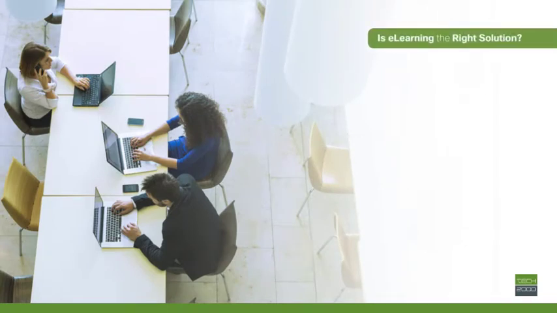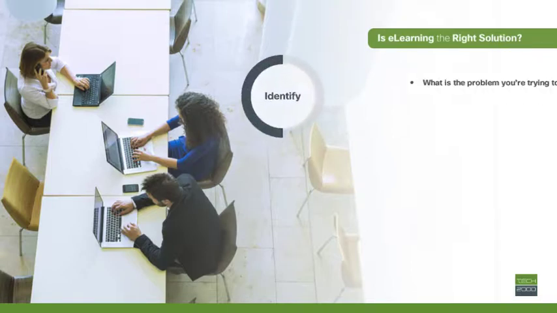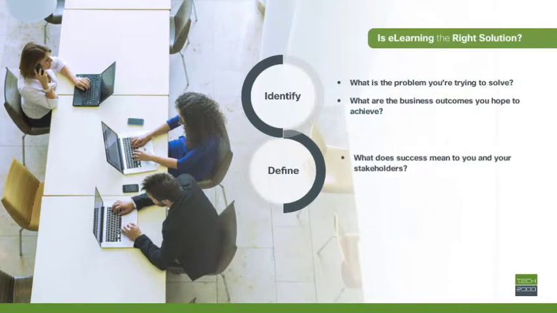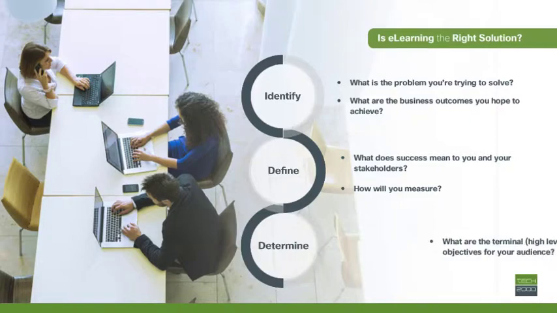Before you can even ask yourself if e-learning is the right solution, you need to determine what you are trying to achieve. Identify what problem you're trying to solve and what are the business outcomes you hope to achieve with your training. To ensure success, you need to define what success is and how you will measure it. This will help you determine the terminal learning objectives of your training.